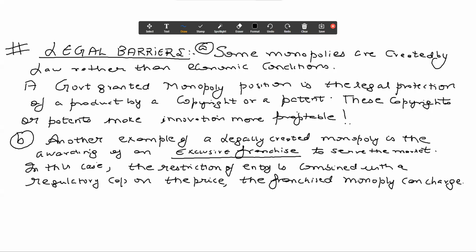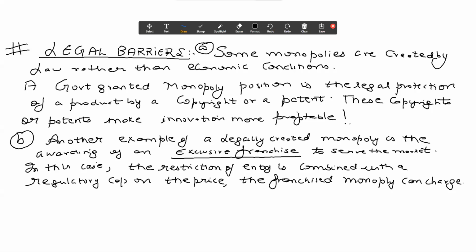Another example of legally created monopoly is exclusive franchise to serve the market. What happens in case of a franchise monopoly? In case of a franchise monopoly, the government gives the monopoly position to the firm. The government will make sure that no other firm enters the market and competes with the monopolist. But then the franchise monopoly does not have the complete freedom to charge any price.